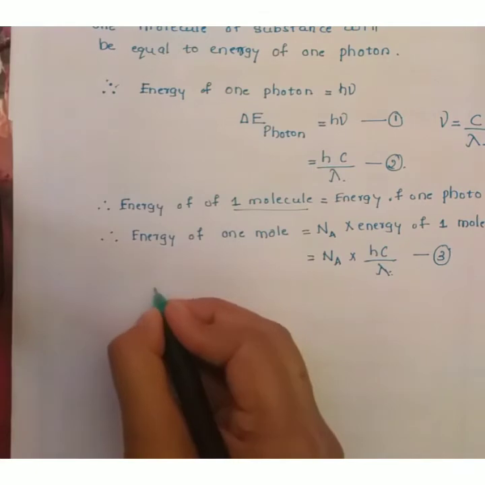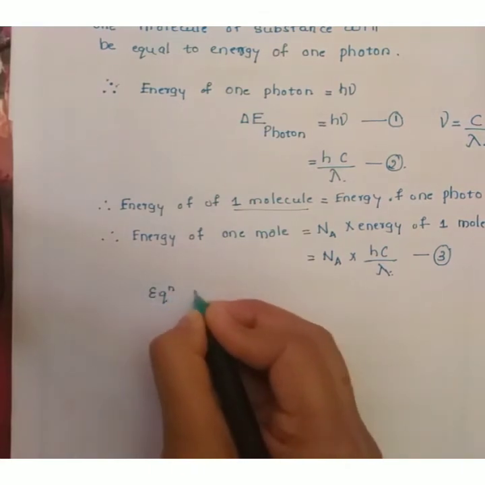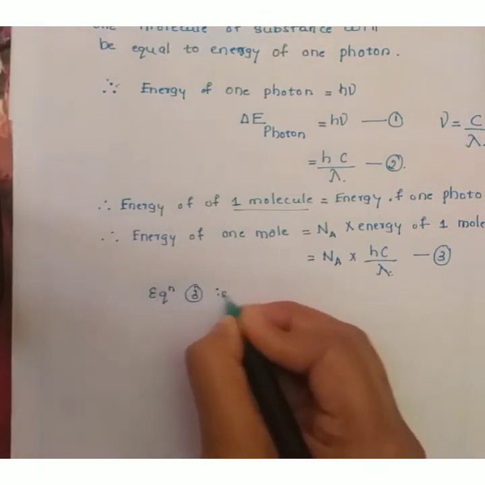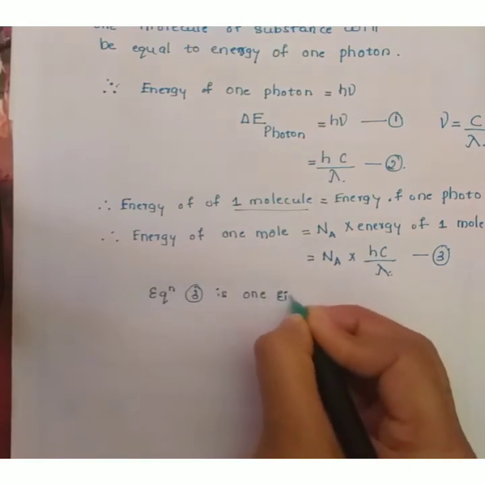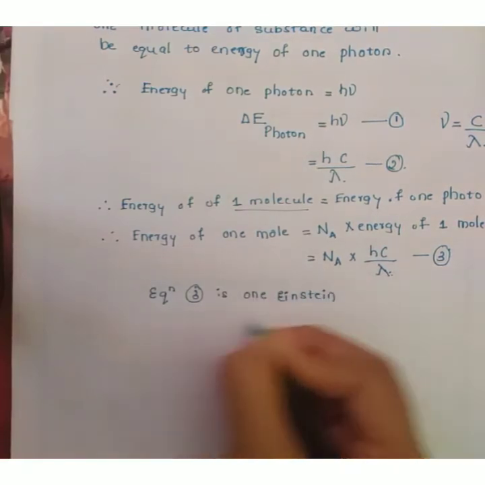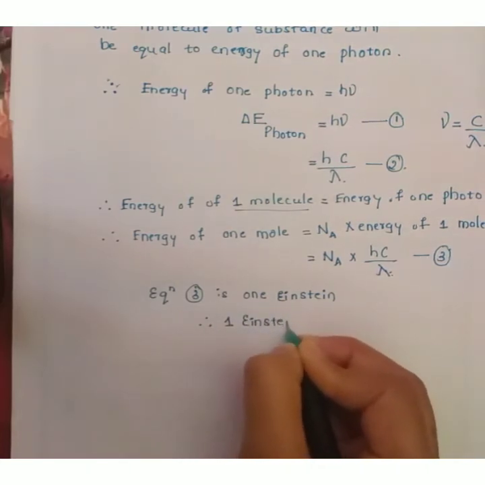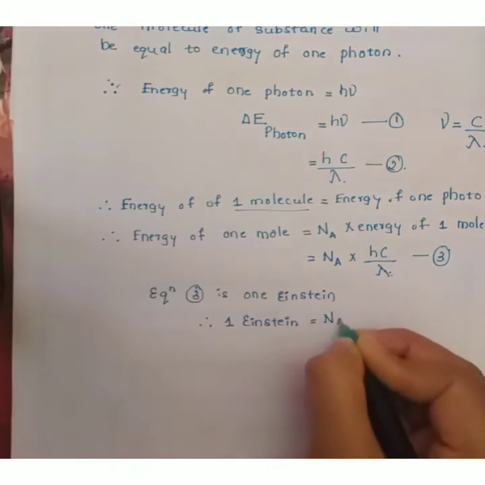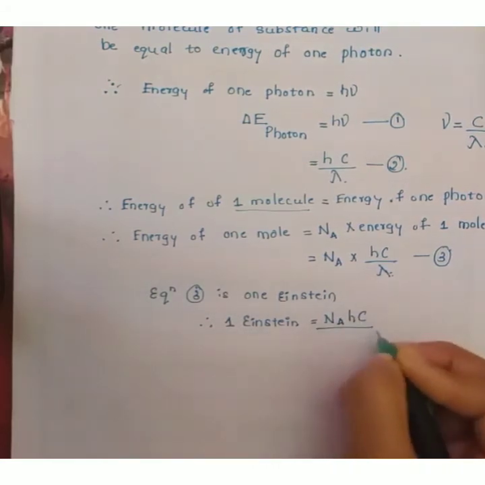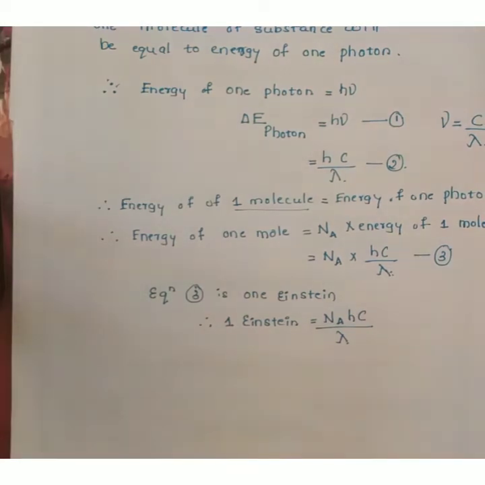Equation 3 is nothing but 1 Einstein. Therefore, 1 Einstein of light is equal to Avogadro's number times Planck constant times speed of light divided by wavelength. So how do we define 1 Einstein? 1 Einstein is defined as the amount of energy that is absorbed per mole of light absorbing substance.